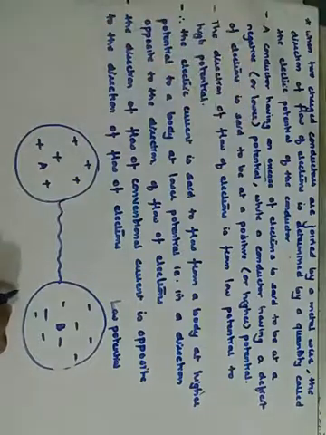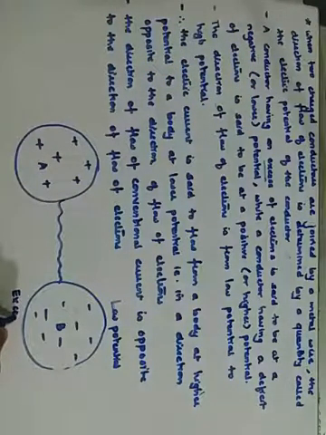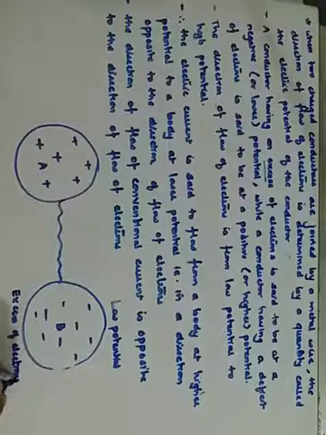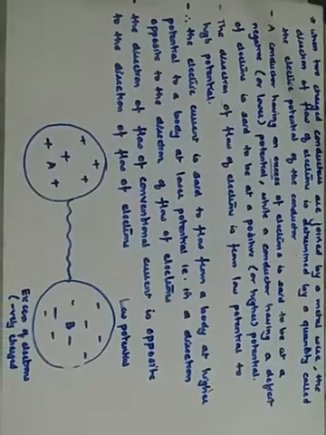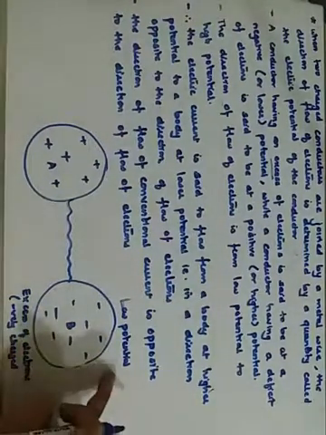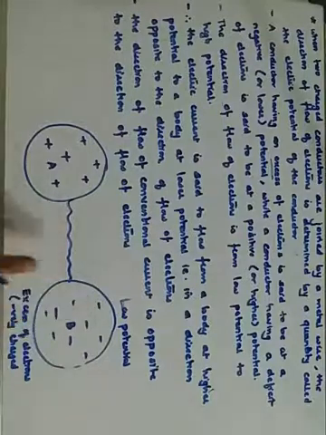Why? Because there are excess of electrons. Okay? When there is an excess of electrons, we call it negatively charged. Getting it? Okay. So this is called low potential. Why low potential? Because of excess of electrons and it is negatively charged.